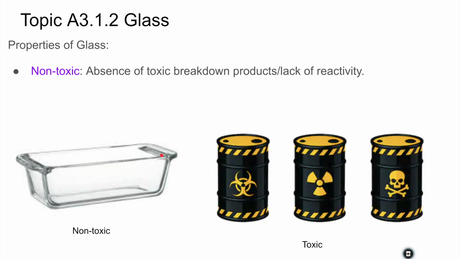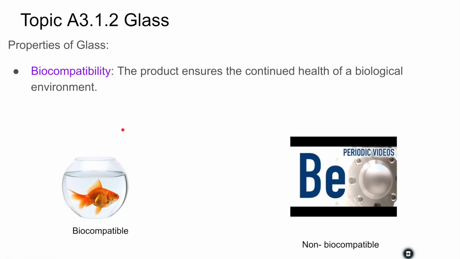The difference would be if you had a plastic baking pan, that is going to do the complete opposite. It's going to break down and add nasty chemicals to your food. It's also biocompatible. So this means that it ensures the health of the biological environment. For instance, a fish bowl is made of glass and the fish is not going to get some sort of leached chemical in its body. I put this in here because beryllium is a type of element which is not biocompatible. It's actually quite deadly, and I didn't realize that.